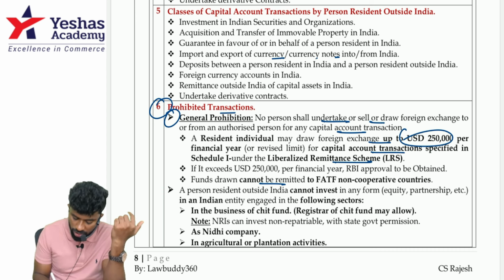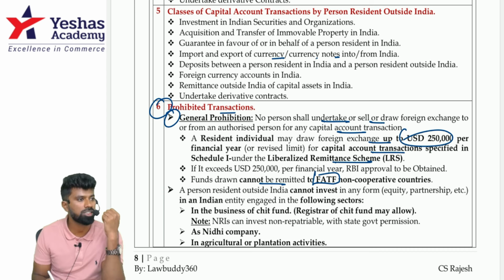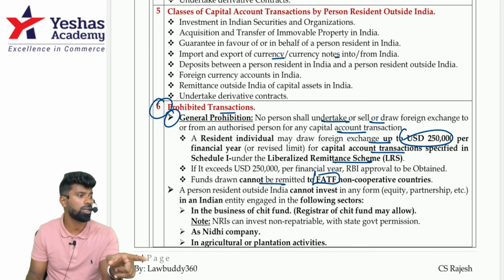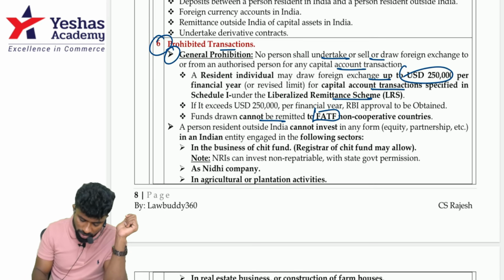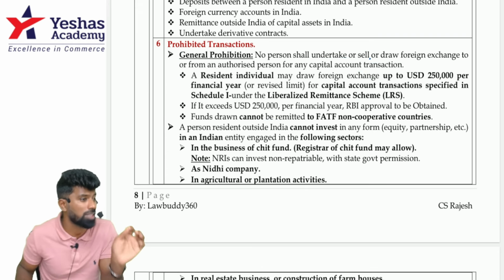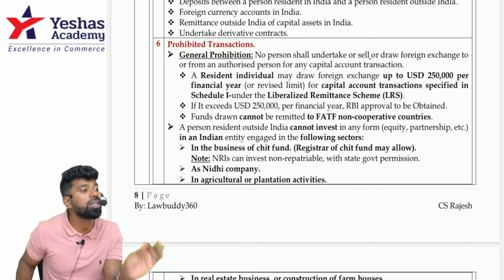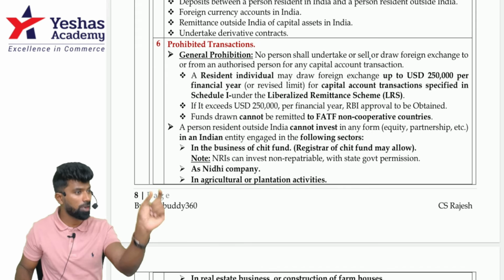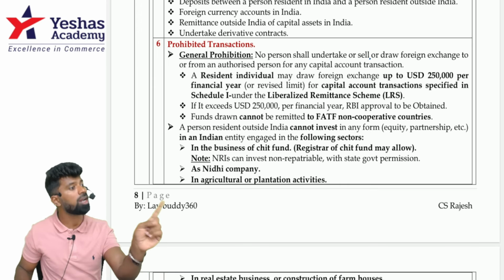Funds drawn cannot be remitted to which country? FATF, Financial Action Task Force. These countries are in the blacklist. To those countries you cannot send the money. Next one is important. This list is important. If they ask a question in the examination with respect to prohibited capital account transactions, first we should write general prohibition, which means capital account transactions are prohibited unless permitted.